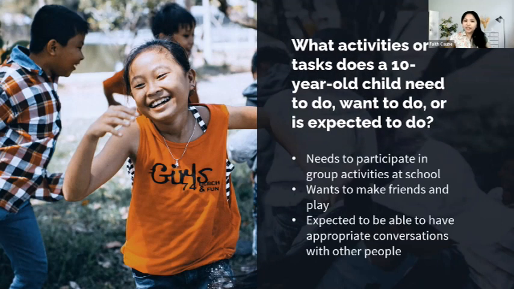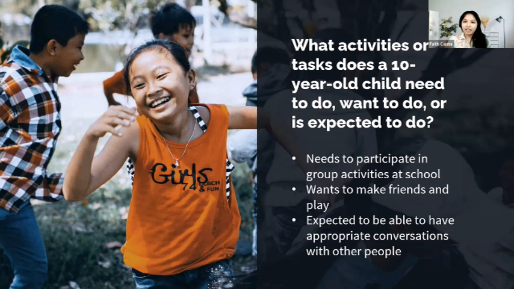All right. So in general, a 10-year-old child maybe needs to participate in group activities at school. This child is usually of school age, so they usually need to learn how to work with classmates in group activities at school, learn how to recite in class, how to interact with teachers. And maybe they want to make friends and play because this is a time when socialization becomes important to them and children want to make friends and to play with them. So some of you answered that earlier.